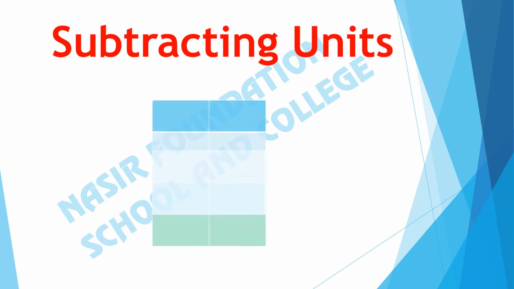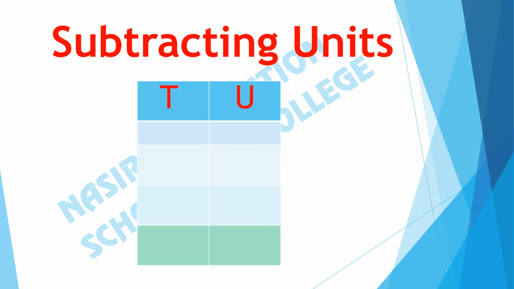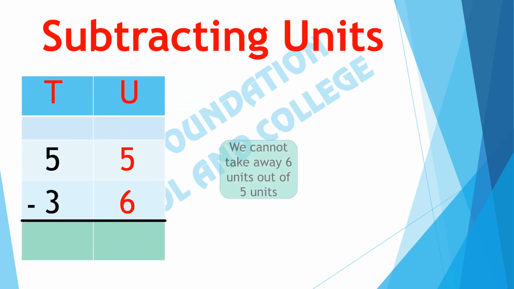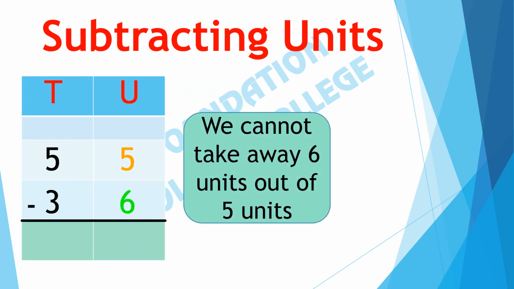First of all, we will draw the chart. Units and tens. We will write 55. 5 in the tens column and 5 in the units column. Same we will write 36. 3 in the tens column and 6 in the units column. And we will use the subtraction sign. Now we have to subtract 6 units out of 5 units. As we cannot take away 6 units out of 5 units, what will we do? Yes students, now you will tell me.